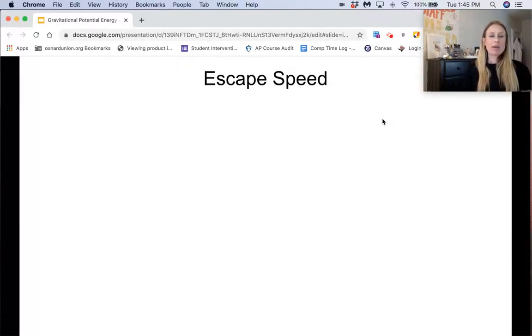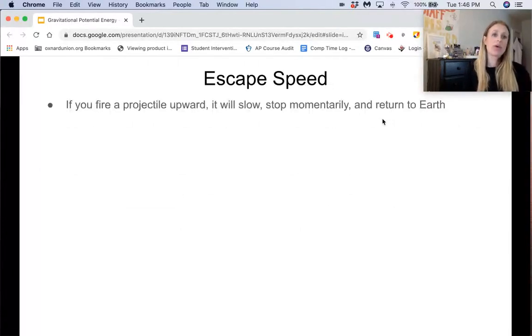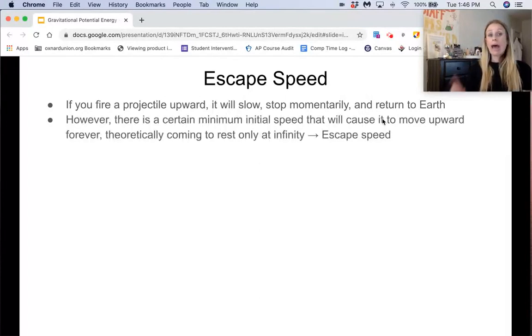All right, another thing we have to talk about here is escape speed. If we fire a projectile upwards, it will slow, stop momentarily, and then return back down to Earth, which we've seen a bunch of times in our real lives, and we know from talking about projectile motion and conservation of energy before. However, there is a certain minimum initial speed that will cause it to move upward forever, theoretically coming to rest only at infinity. And we call this escape speed.